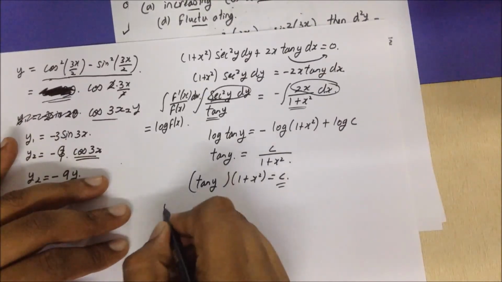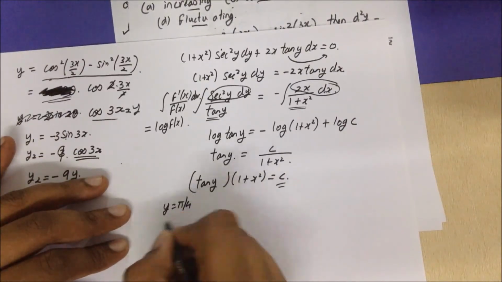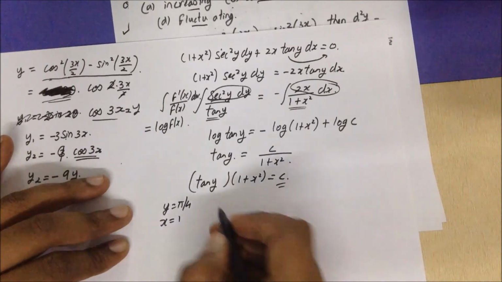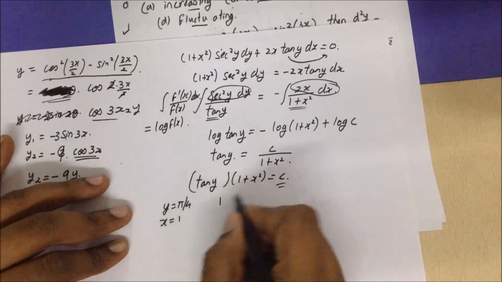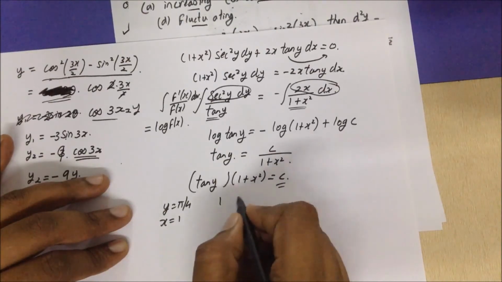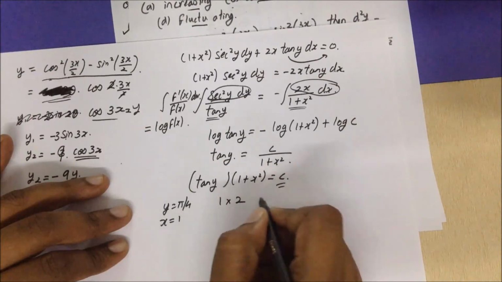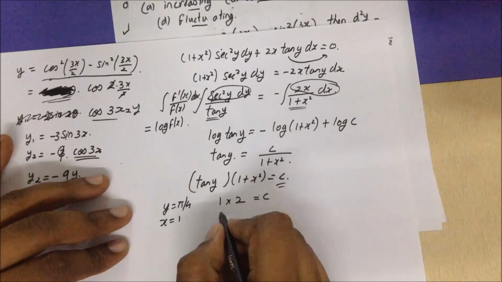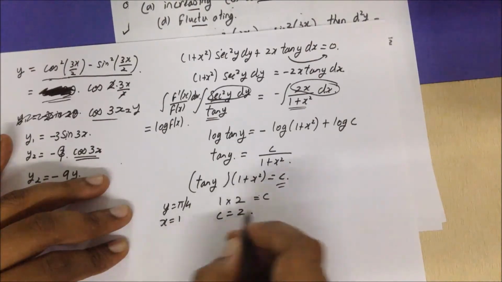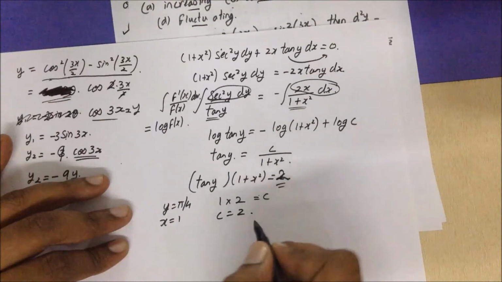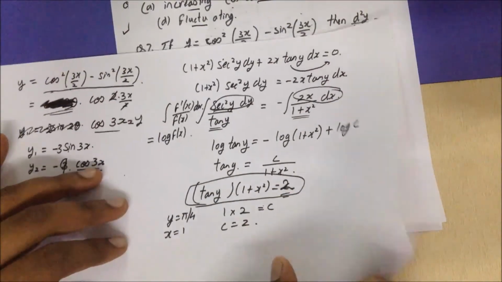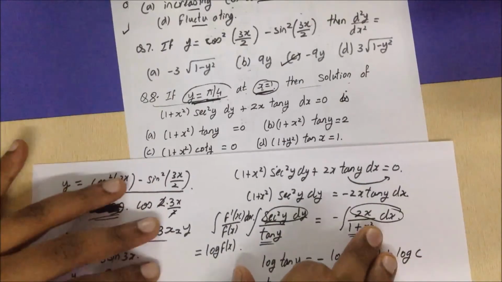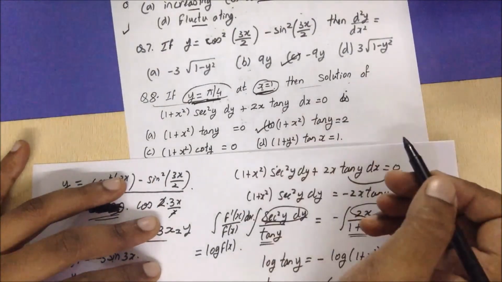So let us substitute y equals pi by 4 and x equals 1. When you substitute tan of pi by 4, that's going to be 1. And when you substitute x as 1, 1 plus x square is going to be 2. So you have c as 2 into 1, so c is basically 2. On substituting that value, you will get the equation tan y into (1 plus x square) is equal to 2, which is nothing but your option B.